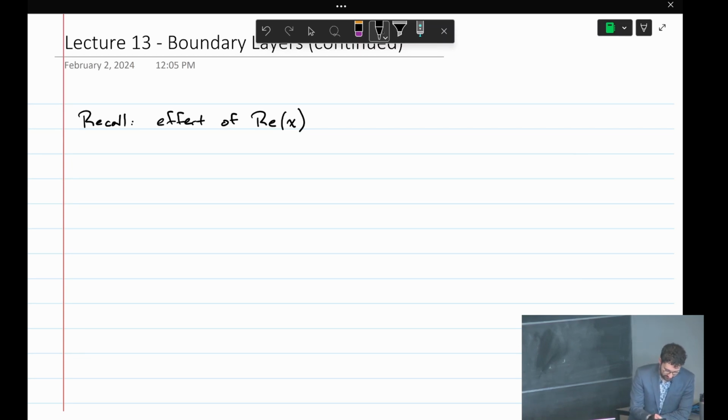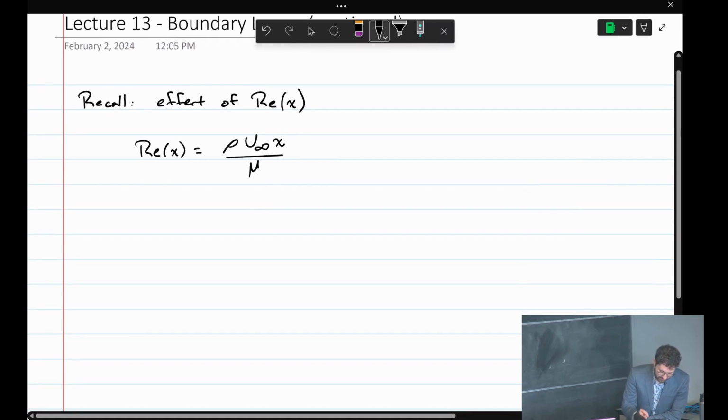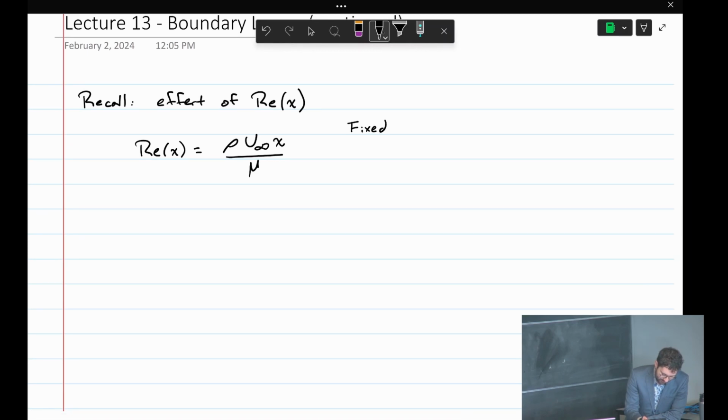Of that Reynolds number. That's defined like this: rho u infinity x over mu. So we're going to have two scenarios. Okay, let's pretend that we're at a fixed x. So we're somewhere along our flat plate, and we're going to stay there.